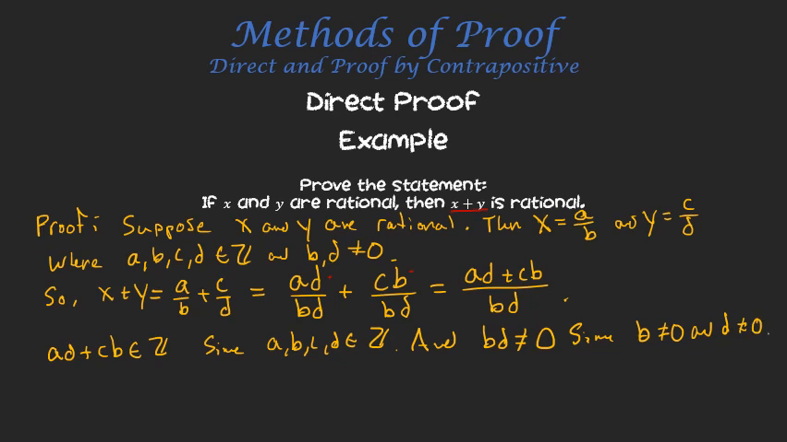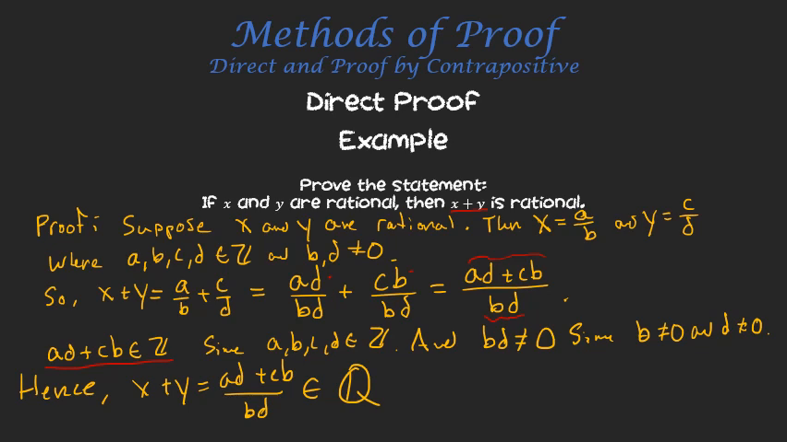Hence, putting it all together now, x plus y, which we wrote as ad plus cb over bd, is rational because we wrote it as an integer divided by another integer where the denominator was not 0. And we made sure all those things were satisfied in this second to last line. All right, that's a proof.